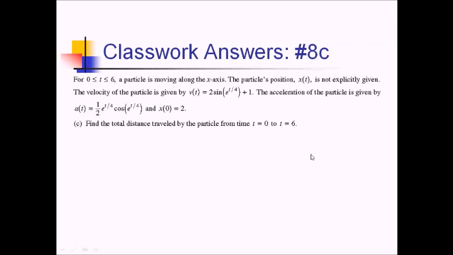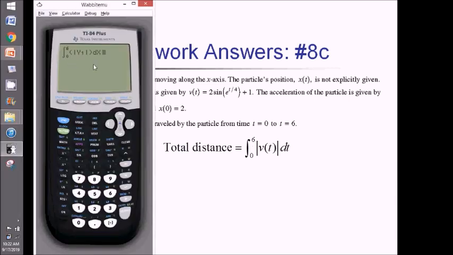For this part of the problem, we want the total distance traveled by our particle from time 0 to 6. So here we need the absolute value of velocity, and we need to integrate that from 0 to 6. So absolute value of velocity integrated 0 to 6. Calculator is going to help us with that one. So here's what this should look like on the calculator if you've stored your velocity in y1. And that comes out to 12.573.